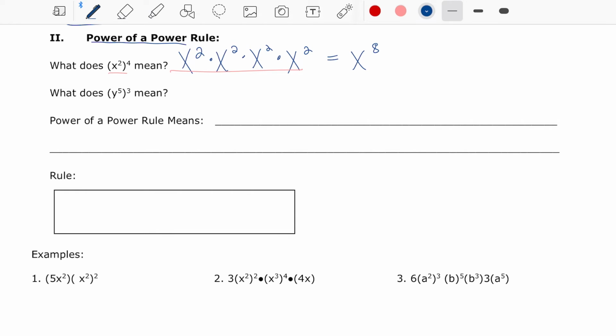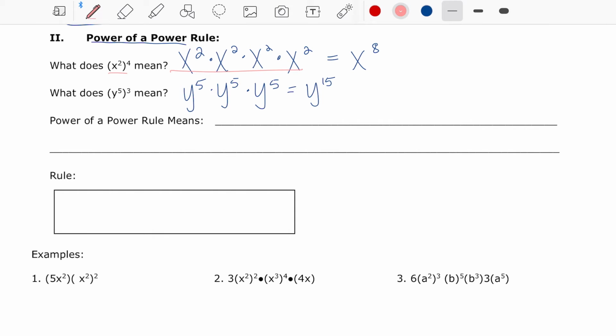We can take the same idea to investigate y to the 5th, all raised to the power of 3. So y to the 5th times y to the 5th times y to the 5th. Again, I'm multiplying the same base, so that means I can add my exponents. So I get y to the 15th.